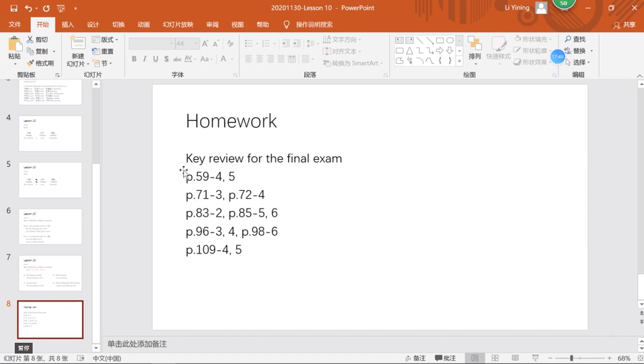And today, I give you a list of the key review content for the final exam. So this is today's homework. This is not homework you need to submit through the system, it's just a review. And this is very, very important for your final exam. Okay? So these are the pages and the exercise numbers. We are going to have a final written exam all from our textbook, and these are the most important exercises for you to review. So please do review by yourself. Okay? Okay, that's all for today.